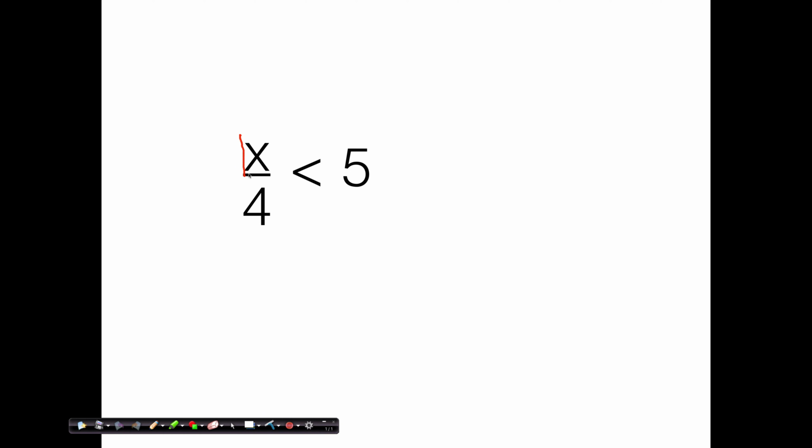Since the operation is division, then in order to move it from one side to the other side of this inequality, you want to use multiplication. And you want to use the inverse of whatever's in this place. So the inverse of 1/4, or the reciprocal of 1/4, is in fact multiplying by 4 over 1, which is also the same as just multiplying by 4. So whatever I do to one side of the inequality, I must do to the other side as well.